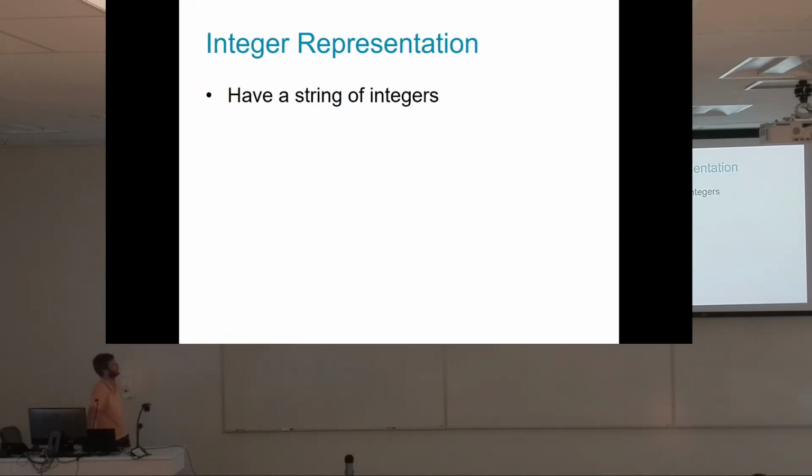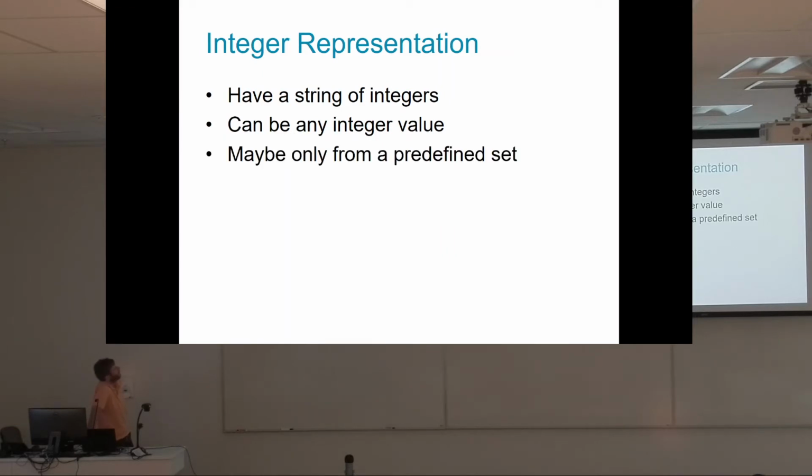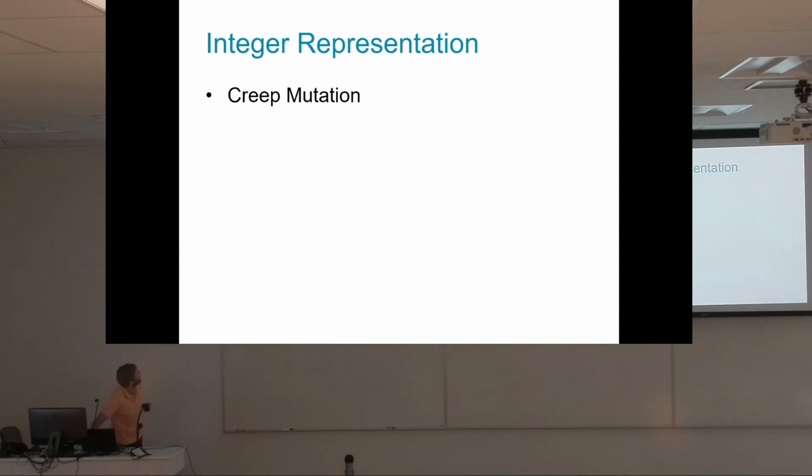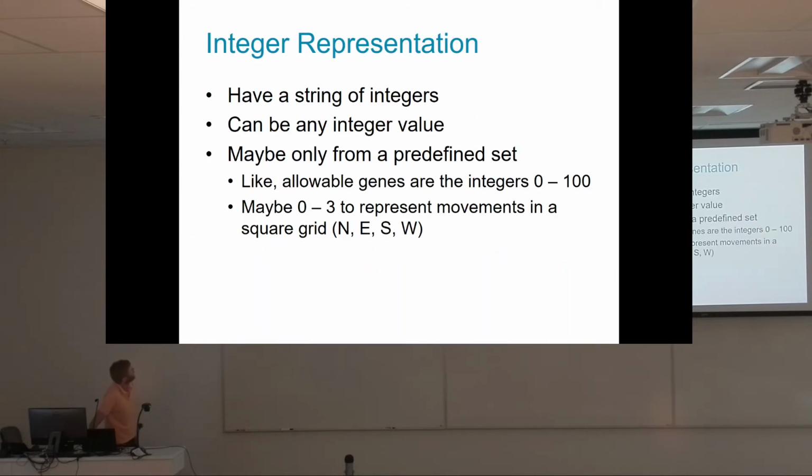All right, integer representation. Maybe only from a predefined set, like allowable genes are integers between 0 and 100. Maybe 0 to 3. Let's say, do I have a picture of that? No, I do not, sadly. So maybe what I want to do is create an encoding for a little robot to go through a maze, and I want to evolve the path for the robot through that maze. So maybe my representation is 0 through 3, that gets decoded as north, east, south, west. Could be another decode, whatever, it doesn't matter. But we can have an integer encoding that means whatever we want.